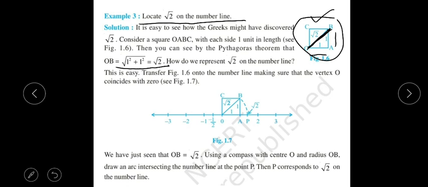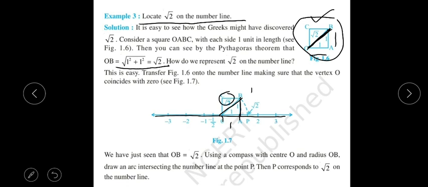So first we will draw a number line. Now from 0 to A, it is 1 unit. We will draw a perpendicular AB at point A, which is also of 1 unit, and join OB. Now OB is the diagonal of this right angle triangle of unit height and unit base. So the length of OB is under root 2.